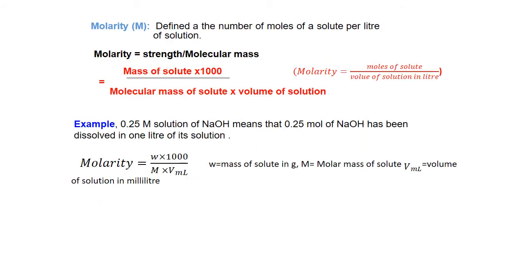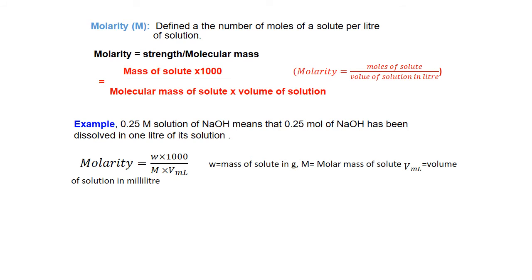Next term related to concentration is the molarity. It is defined as the number of moles of the solute per liter of the solution, and it can be calculated by these formulas. Number 1, by dividing strength by molecular mass, or by using this formula: mass of the solute multiplied by 1000 divided by molecular mass of the solute multiplied by volume of the solution. So these are the formulas we have to remember.